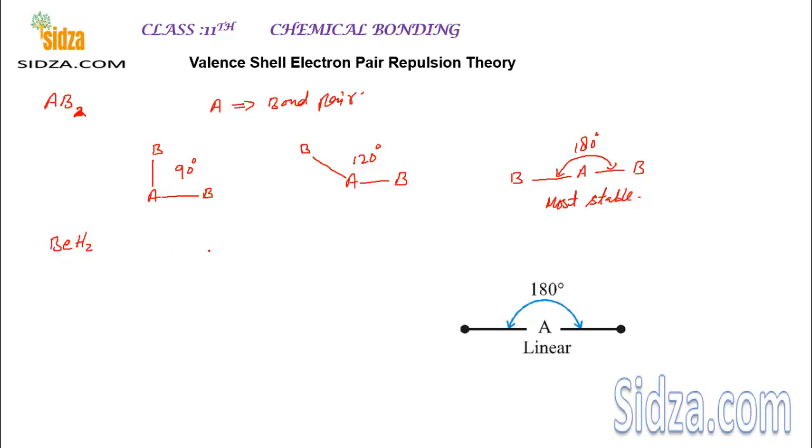If you look at the beryllium, it has 2 electrons in the valence shell. It forms 2 bonds with the hydrogen atoms, and around the beryllium there is no lone pair, correct? Here the lone pairs are 0, but how many bond pairs are there? 1 and 2. There are 2 bond pairs. So the shape is linear. Any AB2 type molecule with 0 lone pairs and 2 bond pairs will be linear, because that is the most stable state.